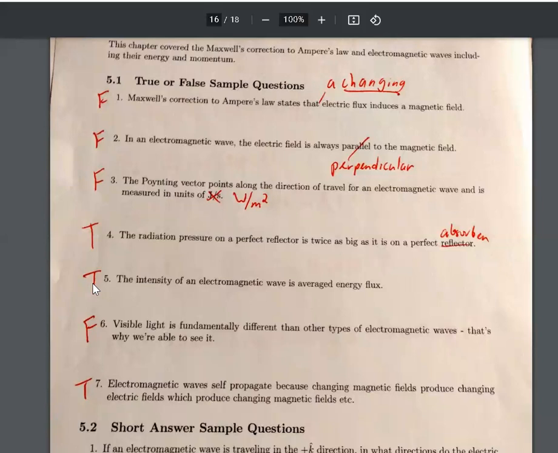All right, electromagnetic waves self-propagate because changing magnetic fields produce changing electric fields, which produce changing magnetic fields, which produce changing electric fields. That goes on forever. That's true. So electromagnetic waves don't need any help to keep going. Just the fact that they're composed of changing electric and magnetic fields sort of forces them to keep going.